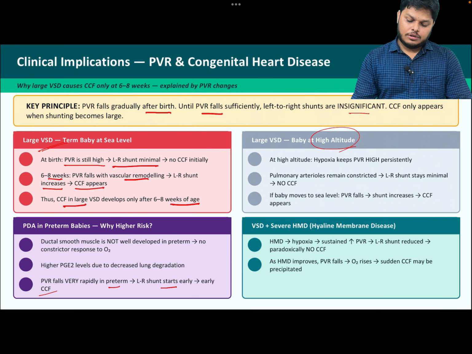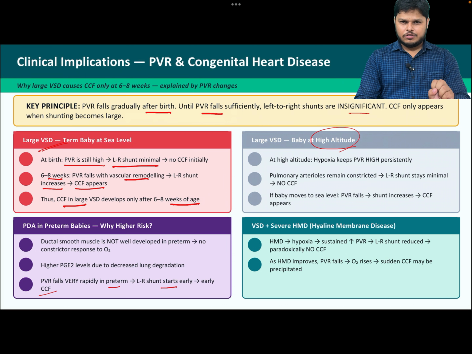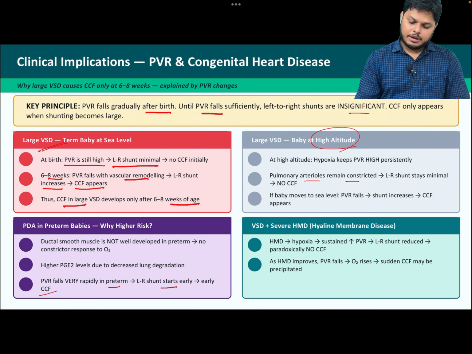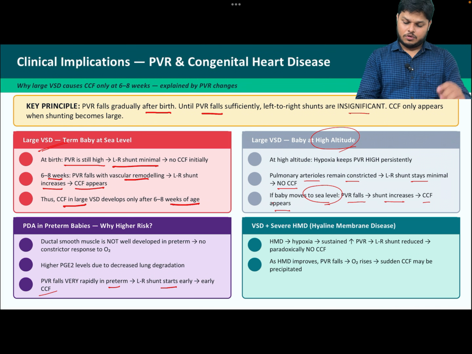What happens at high altitude? At high altitude there is hypoxia. Hypoxia causes pulmonary vasoconstriction. Pulmonary vasoconstriction increases the pulmonary vascular resistance. When the pulmonary vascular resistance increases, again the blood flow would be less, congestion would be less, CCF would appear later. Now let's see. Pulmonary arterioles are kept constricted. Left to right shunt stays minimal, no CCF. If the baby moves to sea level, the pulmonary vascular resistance falls, shunt increases, CCF appears. Understood?